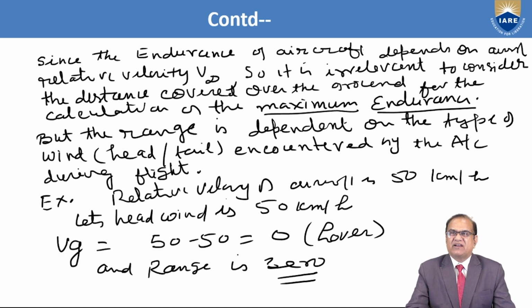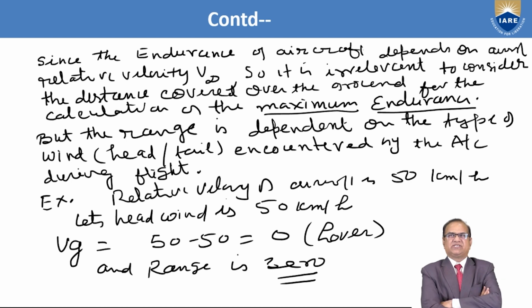Since the endurance of the aircraft depends on the aircraft relative velocity V infinity, it is irrelevant to consider the distance covered over the ground for the calculation of the maximum endurance. So for the endurance, this is not effective, because it does not matter. The range is affected by the direction of the wind. For the range, it depends on the type of wind, that is headwind or the tailwind, encountered by the aircraft during flight.